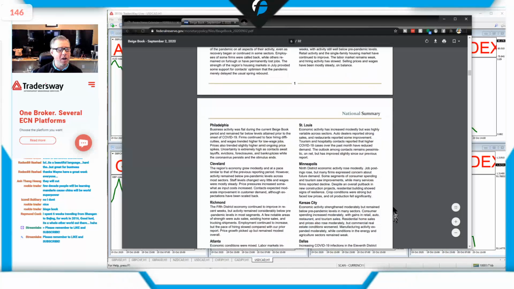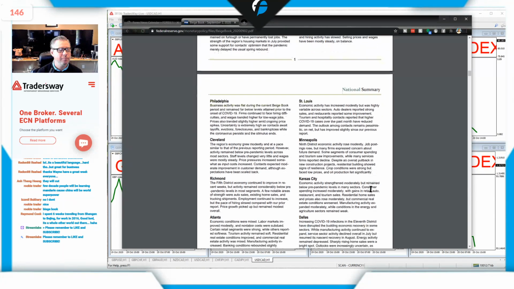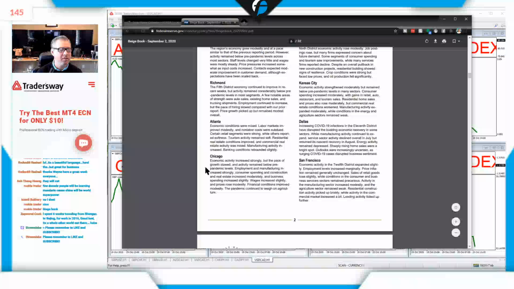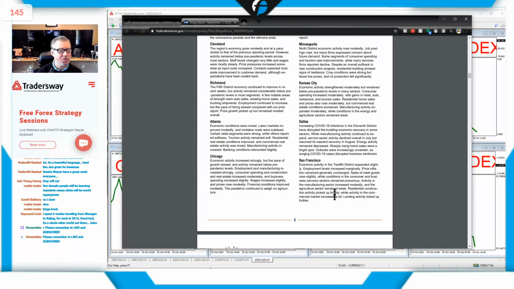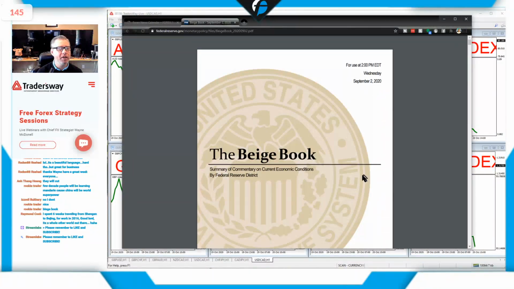St. Louis, economic activity has increased modestly. Cleveland, the region's economy grew modestly. Dallas, San Francisco, right? This is them reporting in. See? The West was flat. So, very cool information. Thank you.